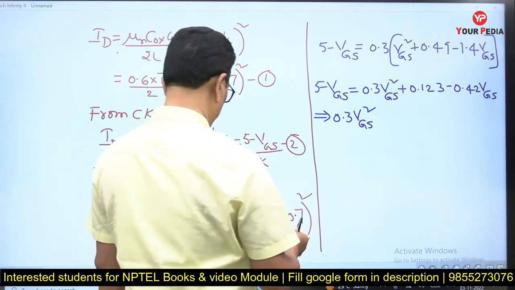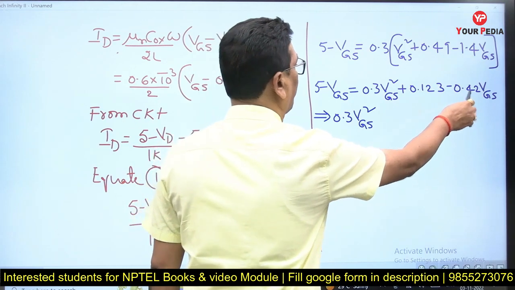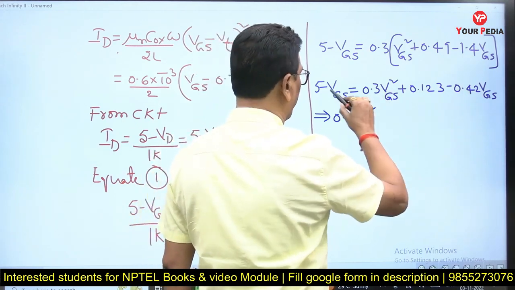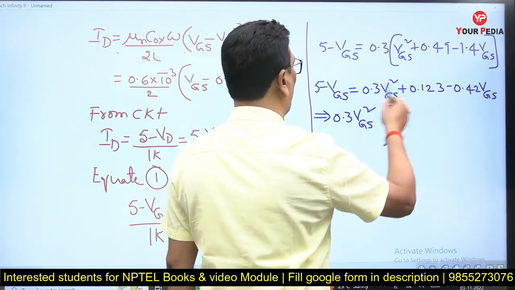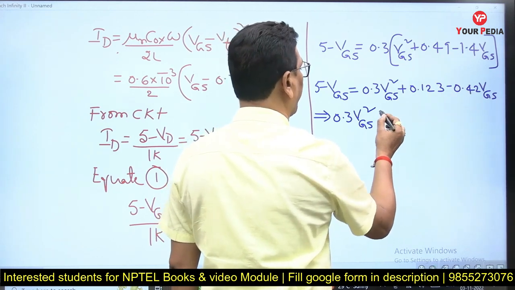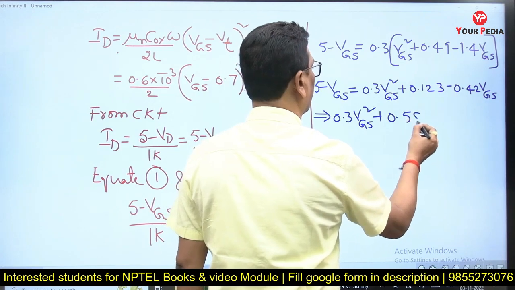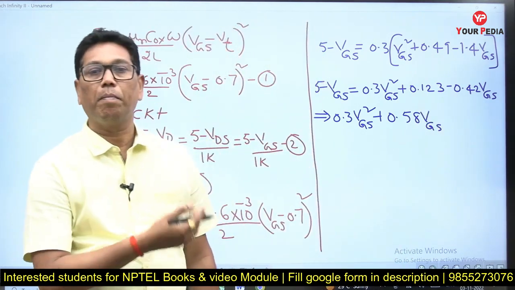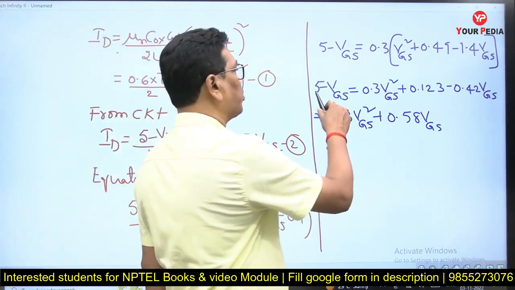Right sir. So 0.3 VGS square is there. Here VGS is there, and here minus 0.42 VGS is there. Take this one to this side, it becomes plus. So 1 minus 0.42 becomes 0.58. So you may get 0.58 VGS. Now you can go for this one.